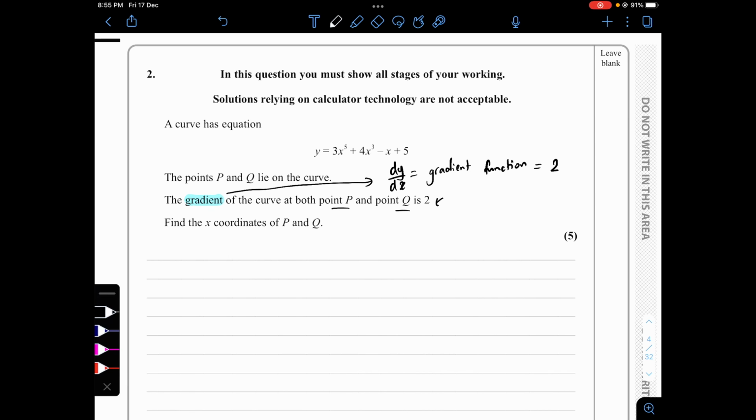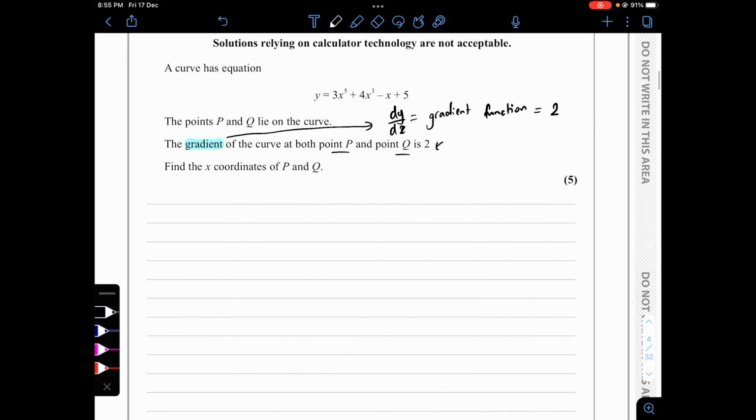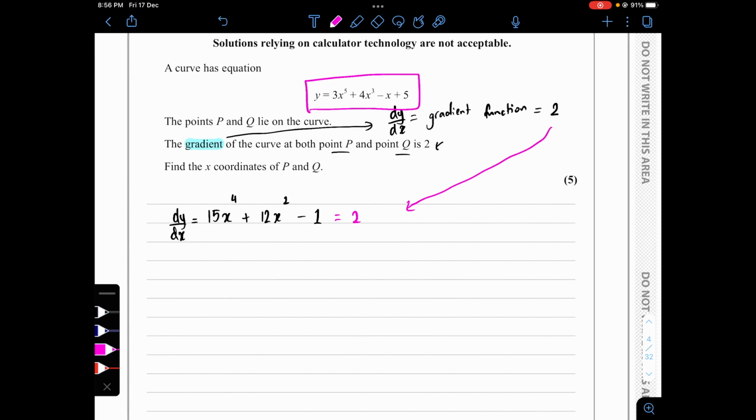So what we can do is use that knowledge to differentiate our equation and equate it to 2. So let's do that. dy over dx: 3x to the power of 5 becomes 15x to the power of 4, because we take 1 away from the power and multiply by that power, so 3 times 5 x to the power of 4. Then we have 4 times 3, so that's 12x squared, because we took 1 away from the power and x becomes 1. Now this is equal to the 2 that we got from the question.